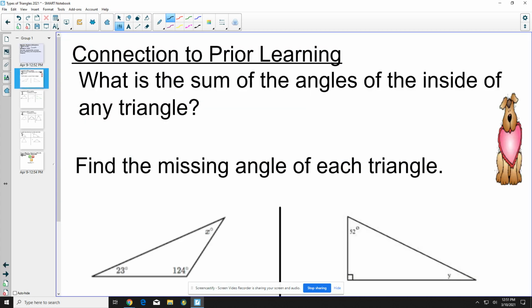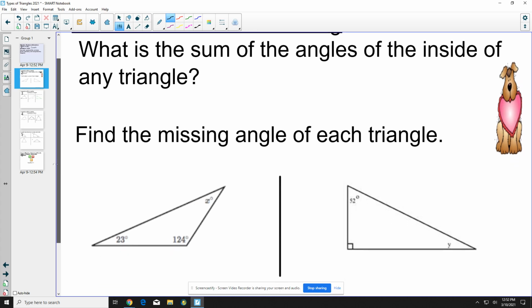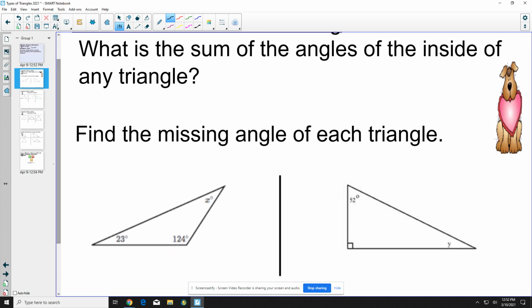All right, so to get started, what is the sum of the angles of the inside of any triangle? If you have a triangle, you have 3 angles and 3 sides. What do all the angles always add up to be? 180 degrees, right?